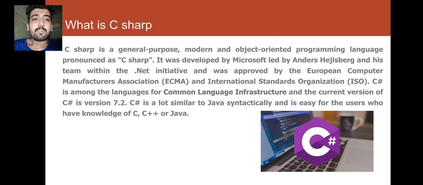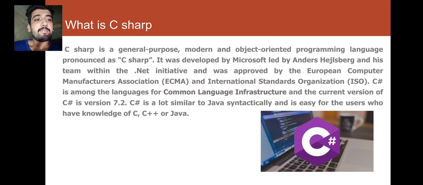C Sharp is an object-oriented programming language. C Sharp is developed by Microsoft within the .NET initiative and was approved by ECMA and ISO.